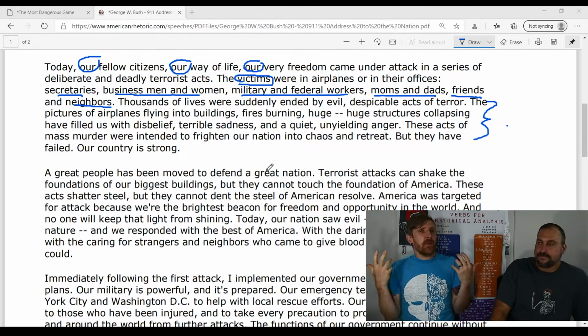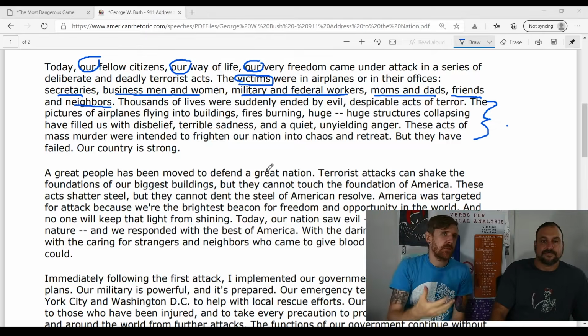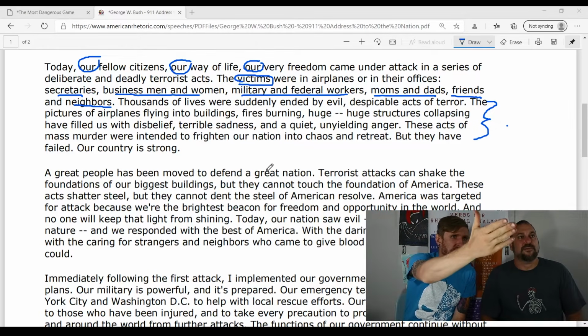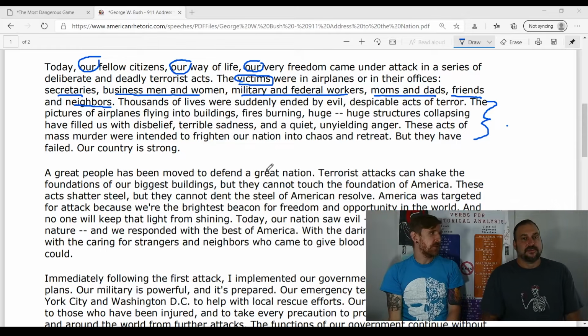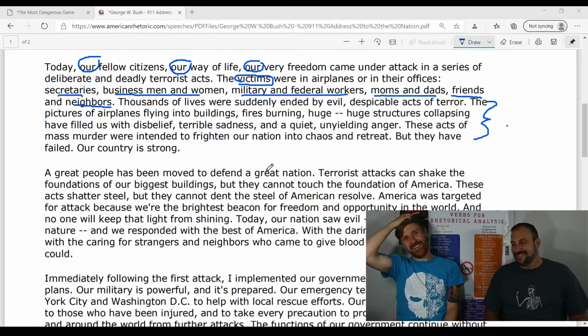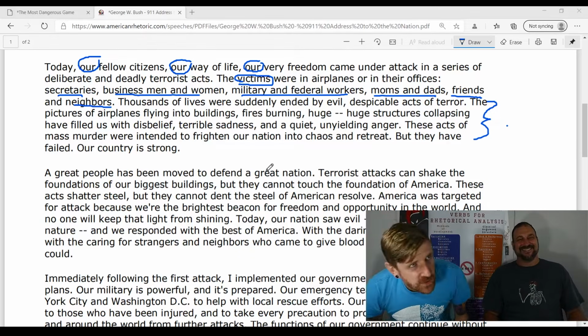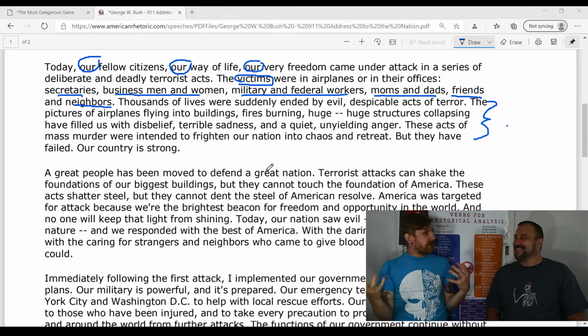So what is a better word that I could use? Let's say we're going to talk about our way of life. I'm sorry, our fellow citizens, our way of life, our very freedom. What's a better verb I could use instead of use as parallel structure? Repetition. Okay, well, that would be a noun, so we got to turn that into a verb. Oh, repeats. Right, of course. So how are we going to do this then? So George W. Bush repeats.